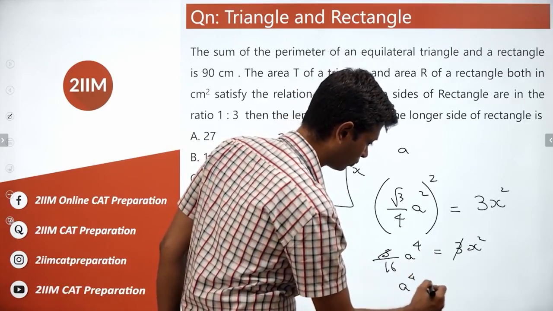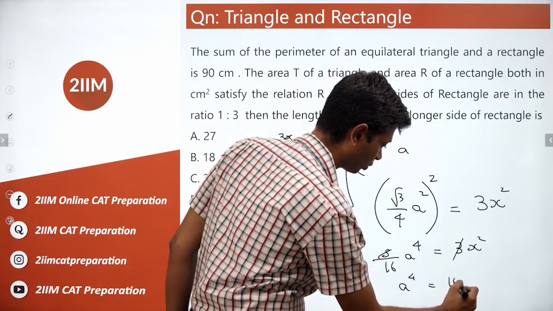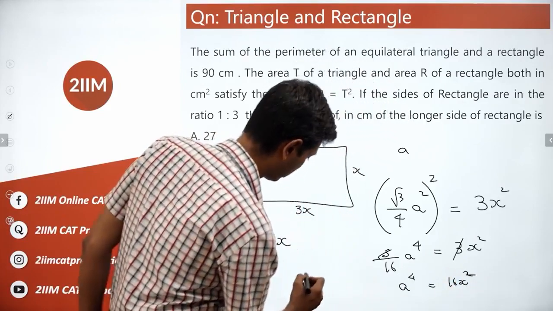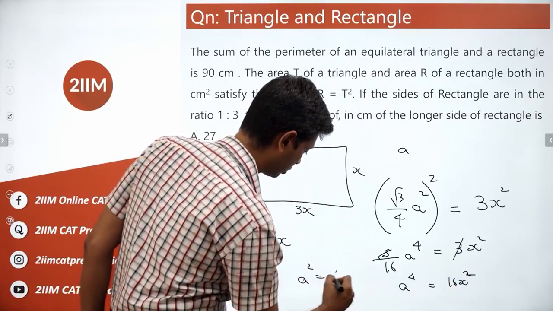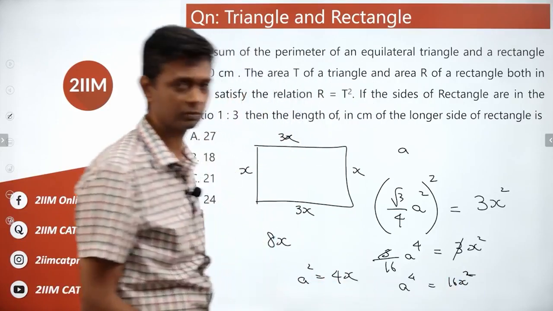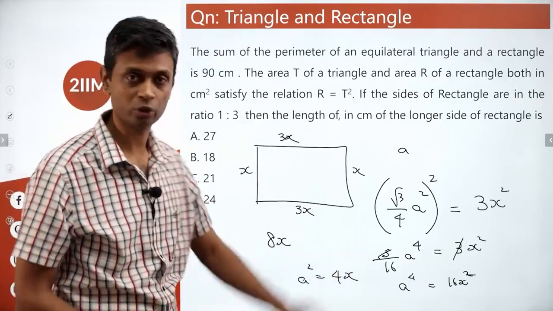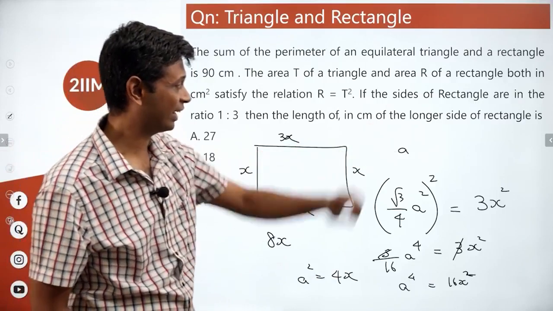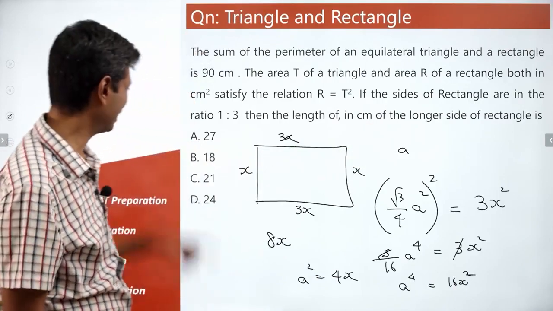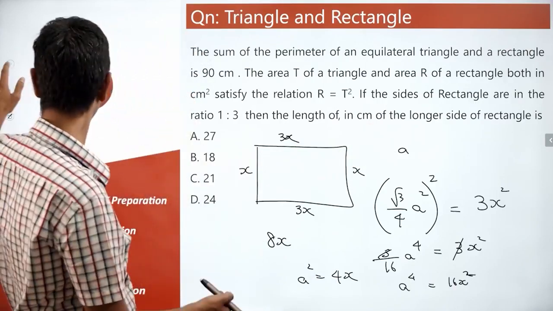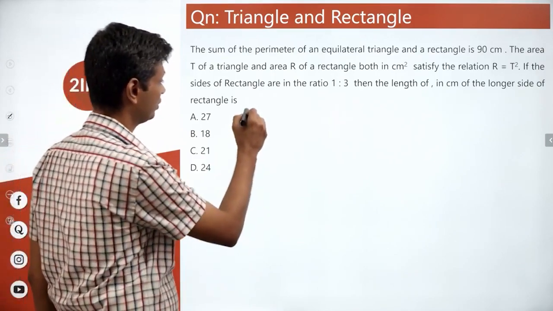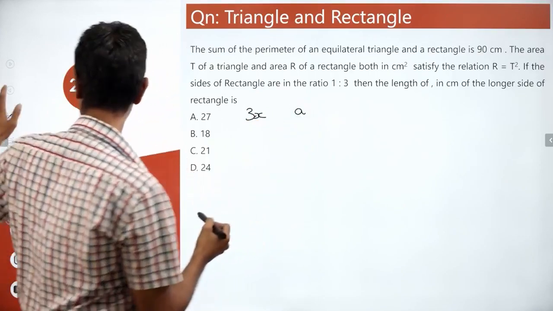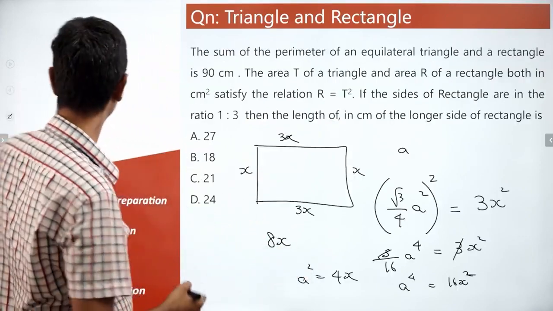A power 4 is 16x square, or a square equals 4x. Lovely. A square equals 4 times x. Now we can go on and say that the longer side of the rectangle, that's what we need to find. After this, we can even go on to trial and error, which is what I'm going to do. The longer side of the rectangle is 3x. We know that a square is 4x.